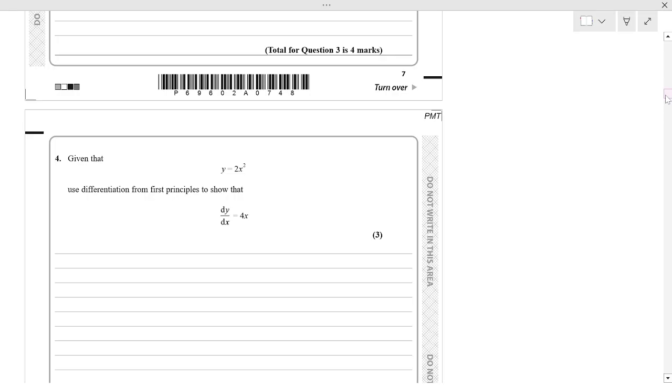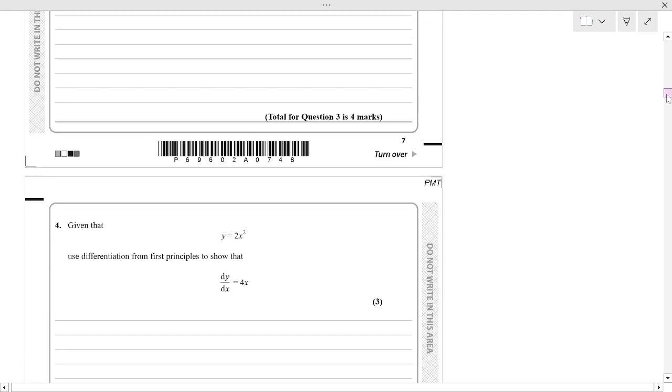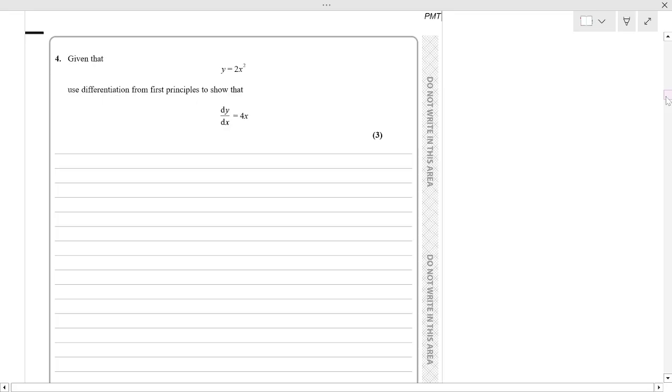Hang on, let me just check I'm right so far. So question 1 was right. Question 2 was fine. 339, was that what I got? Yeah, cool. Okay, question 4 again. I'm not going to go over this in detail, but I'll give a brief commentary on it.